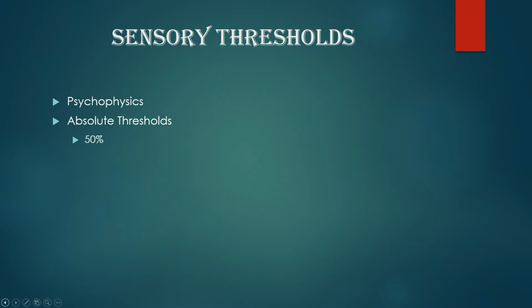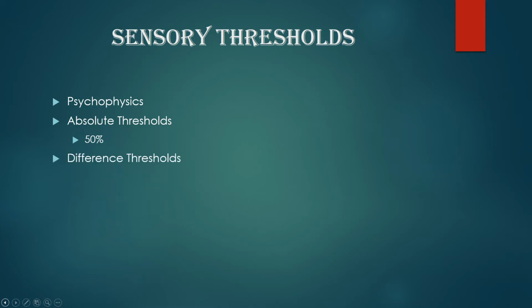Sometimes you're not paying as much attention. Sometimes you're paying extra attention. So it varies. The definition of an absolute threshold is the point at which you detect a stimulus 50% of the time. If about half the time you pick it up at a certain level, that is your absolute threshold.